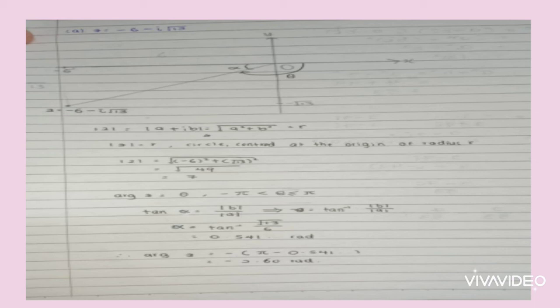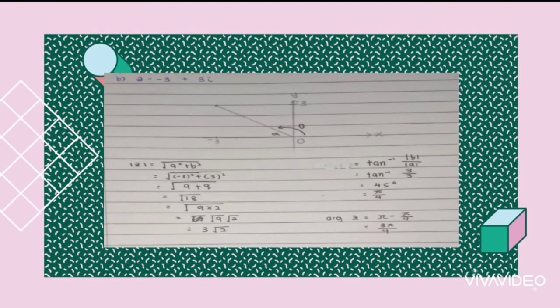Answering question a, an Argand diagram is made up of two different axes. The real number represents the horizontal axis, while the imaginary number represents the vertical axis. So the plot of the complex number will be at -6 and negative square root 13. For question b, the plot of the complex number will be at -3 and 3.